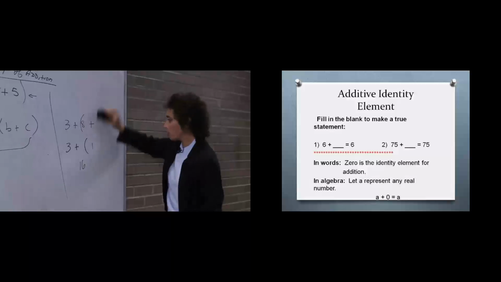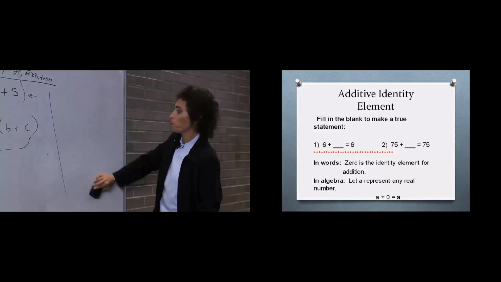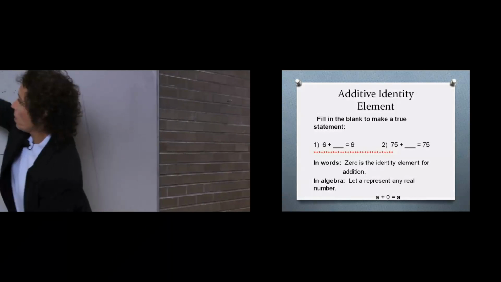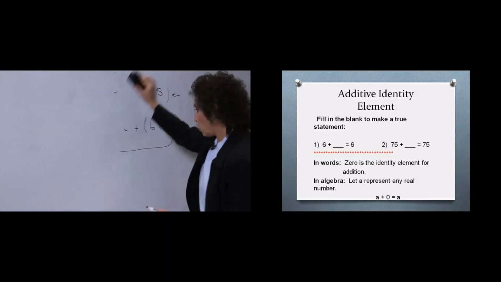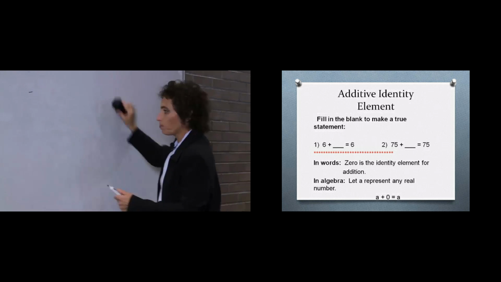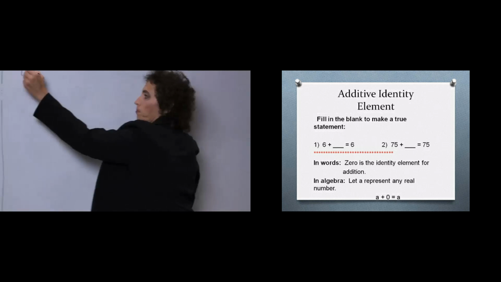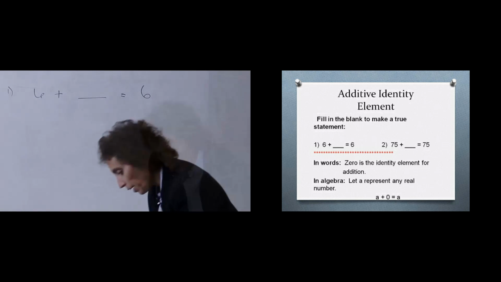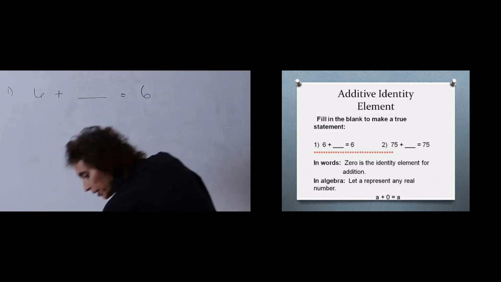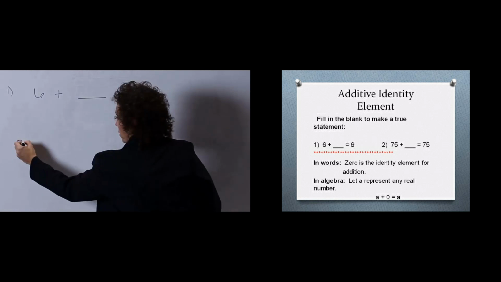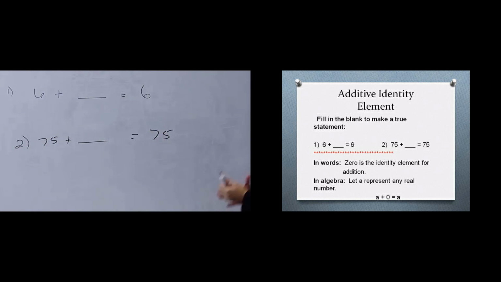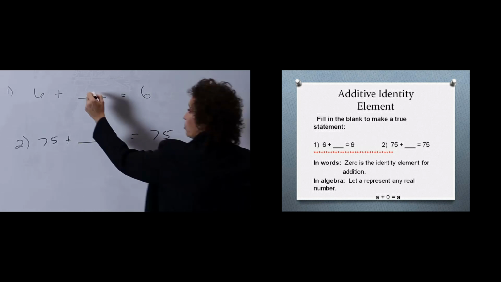We're going to fill in the blank to make a true statement. All right, kind of going back to something you did a long time ago. Let's take a look at this. 6 plus blank equals 6. I think we're going back to school, right? Remember that anxiety? And 75 plus blank. Well, remember, you know the natural numbers, you know the whole numbers, so there's no problem answering this question. We know the answer is 0.